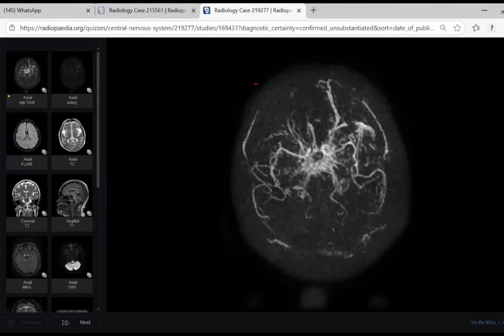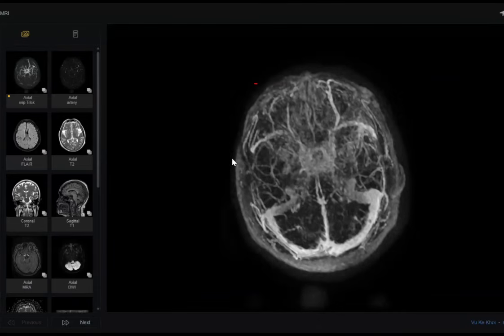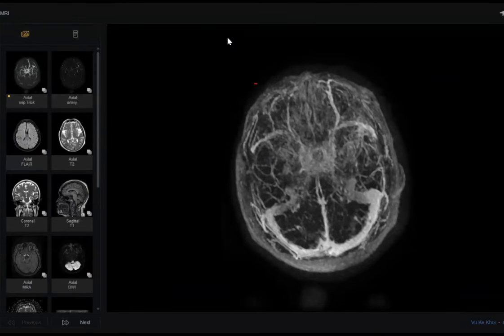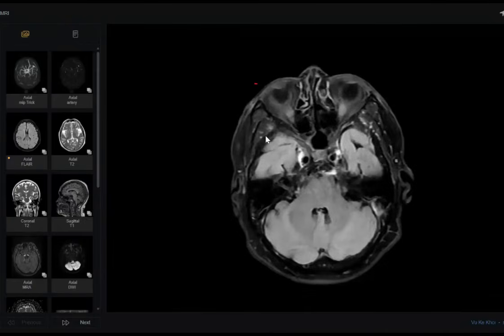Doctor, this patient has headache and left eye pain. An 85-year-old female patient presented with decreased vision in the left eye. Look here.